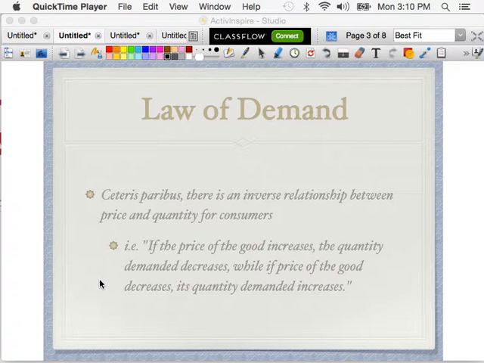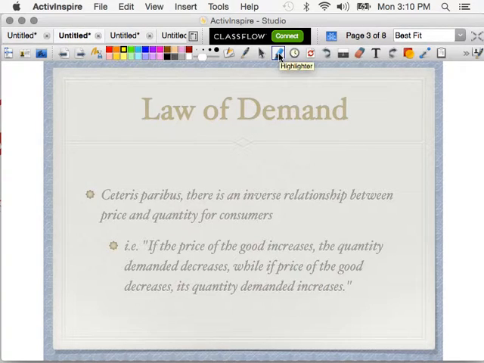On, very briefly, we're going to talk about demand. The law of demand states, ceteris paribus, there's an inverse relationship between price and quantity for consumers. Straight out of the book, if the price of the good increases, the quantity demanded decreases, while if the price of the good decreases, its quantity demanded increases.